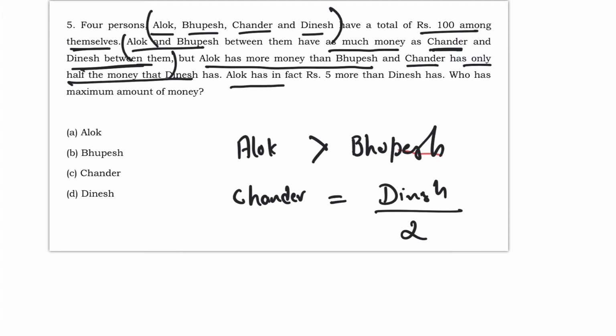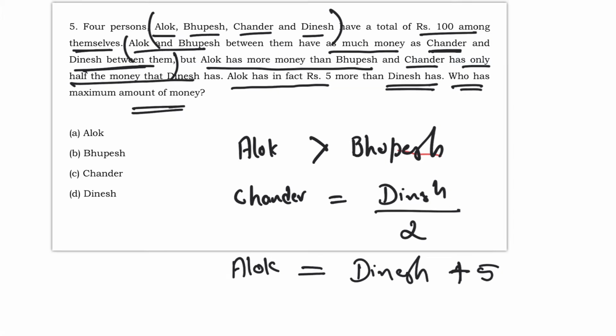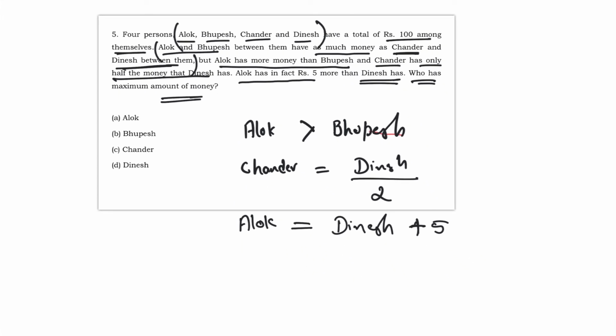Alok has in fact 5 rupees more than Dinesh has. So Alok will be having 5 more rupees than what Dinesh has. Okay, so Dinesh plus 5 rupees. Okay, so who has the maximum amount of money? We do not need to find how much money each possesses, my friends, rather we need to find who has the highest amount of money.